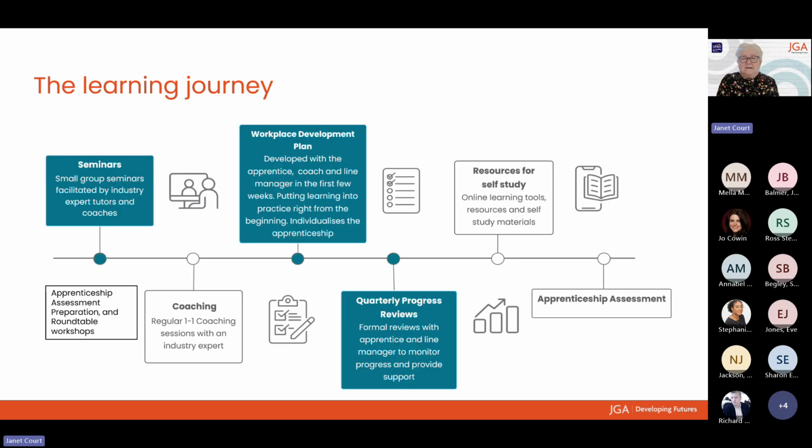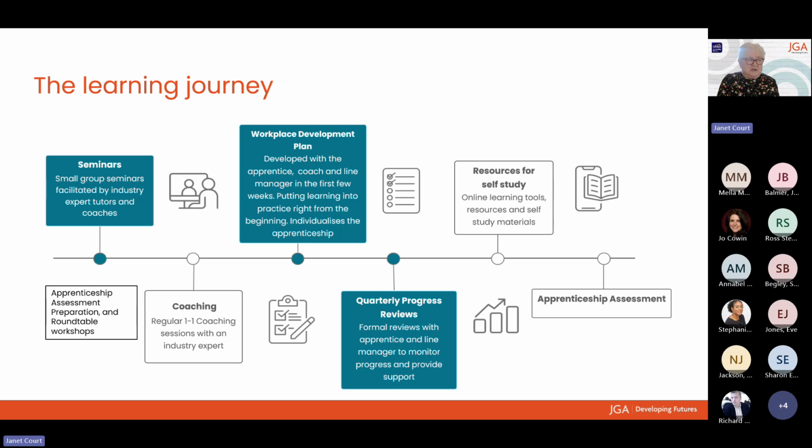Okay, so there's something about the learning journey. Some of this is putting together what I've said earlier. So we have the seminars, the workshops, some small group seminars, facilitated by people who've done this job. At the bottom line there, we've got this apprenticeship assessment preparation, roundtable workshops, and regular one-to-one coaching.